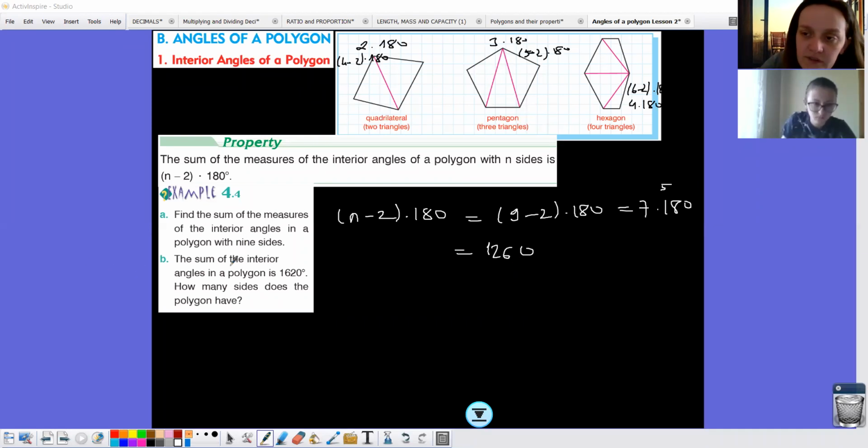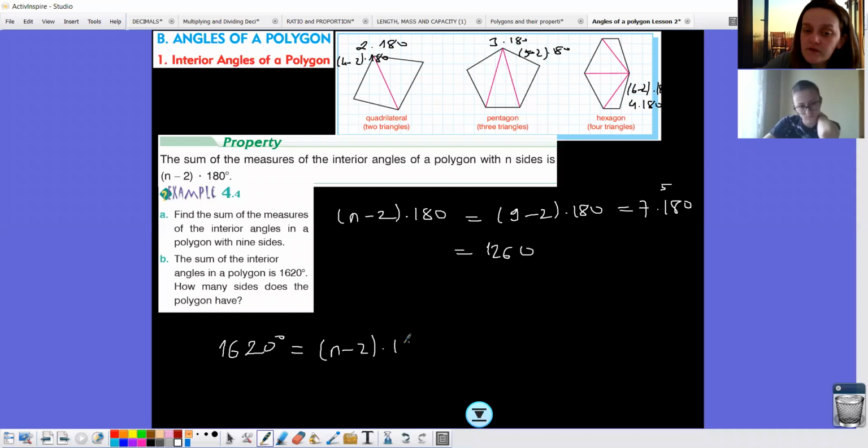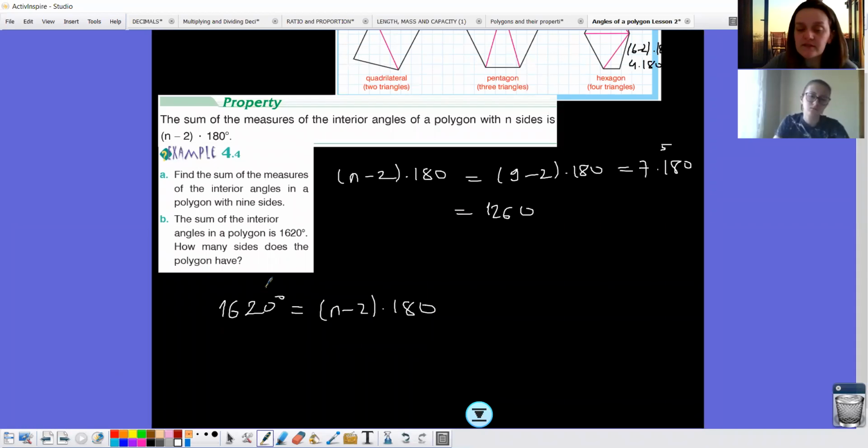Here the number of sides is given, and we are asked to find the sum of the measures of the interior angles. In the second one, the sum of the interior angles in a polygon is given, 1620 degrees. We need to find how many sides. So what will we do? If the sum is given, we write the formula and equalize it to the sum that is given. So here you can check, divide by 180.